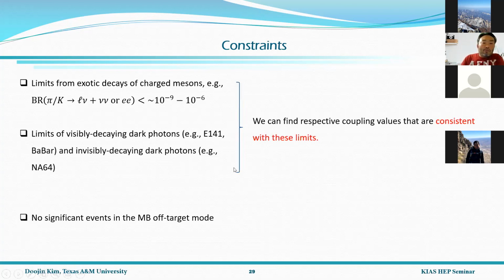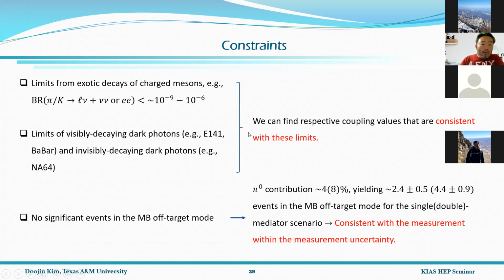Well, for the first two, we can find respective coupling values that are consistent with these limits, while keeping the same coupling product that's shown in the table in the previous slide. For the last one, we found that the pi zero contribution is just 4 to 8%, which would yield 2 to 4 events in the off-target mode, but they are consistent with the off-target mode measurement within the measurement uncertainty.